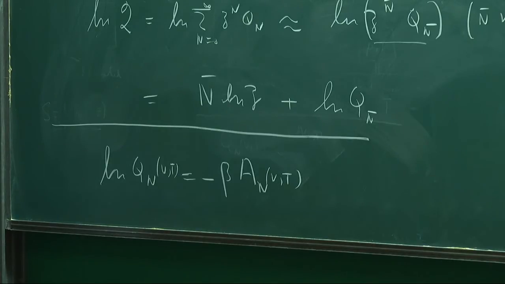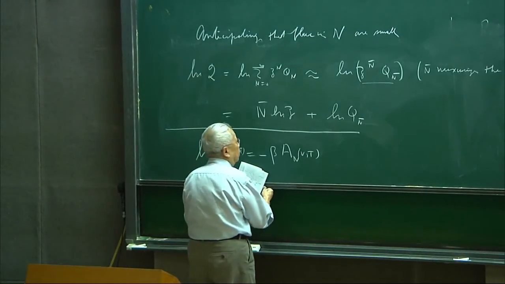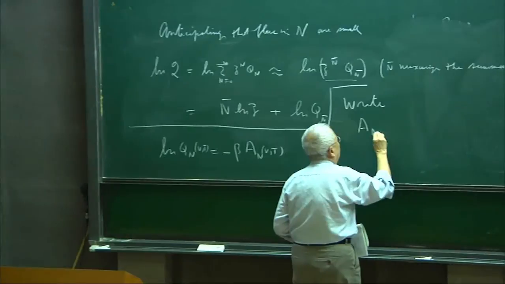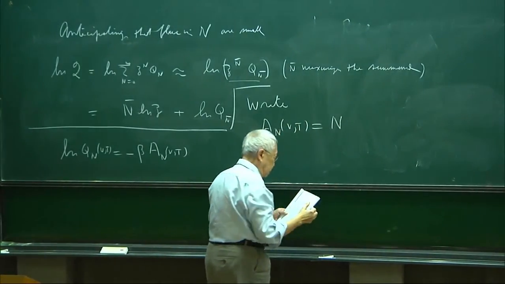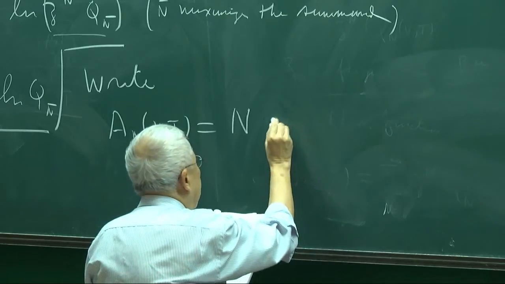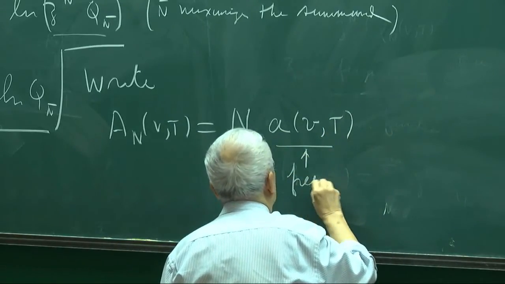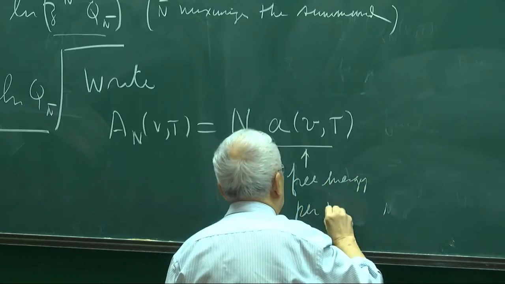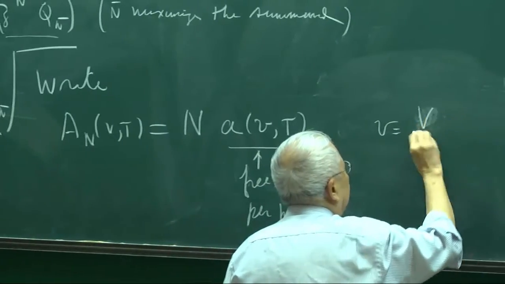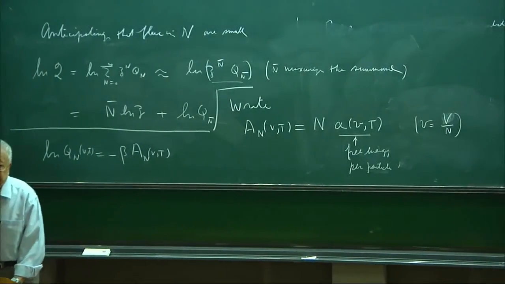For a physical system, the Helmholtz free energy is extensive. That is, it is proportional to the number of particles at a fixed density. So therefore we write A_N(V, T) is proportional to N times a free energy per particle, which is a function of the specific volume v, where v is equal to V over N. It's 1 over the density. So we assume that A has this form, which is what thermodynamics tells us.